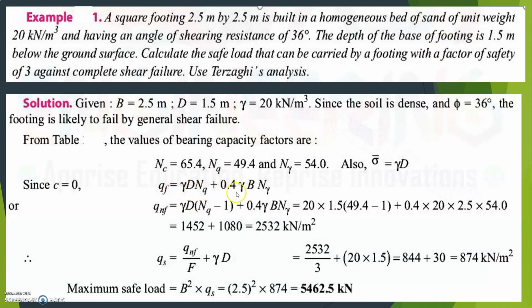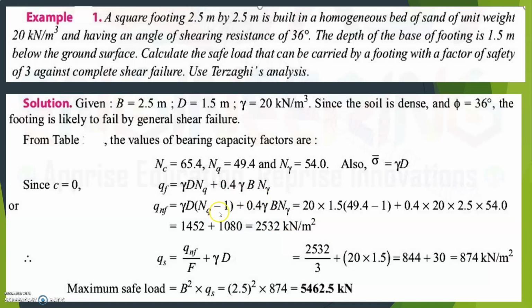So this is gamma D NQ plus 0.4 gamma B N gamma. This is the ultimate bearing capacity. So how can you calculate net bearing capacity? Net ultimate bearing capacity is equal to QF minus gamma D. Suppose I substitute minus gamma D here, then if you take gamma D outside, it becomes NQ minus 1 plus 0.4 gamma B N gamma. You can directly use this equation, or once you get this value, you can deduct gamma D. That can also be done.